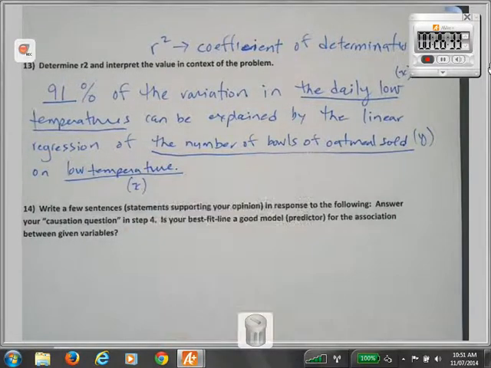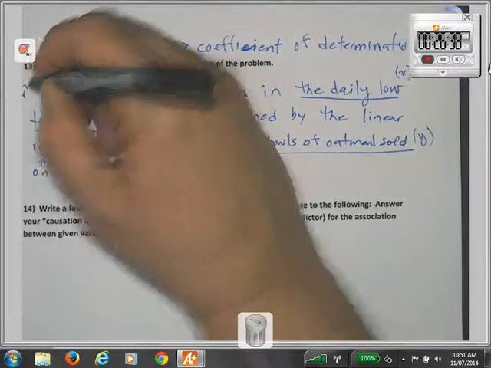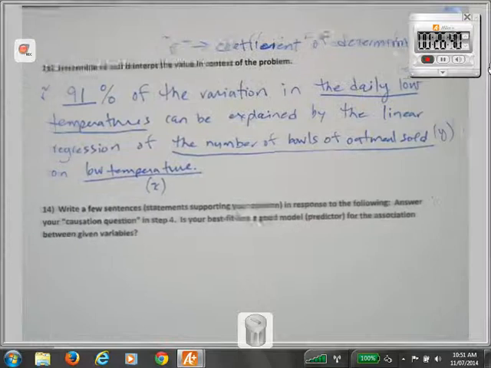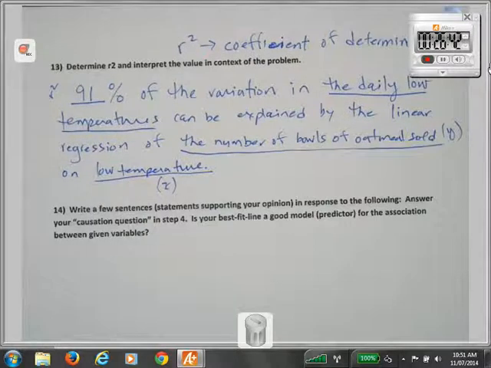So where I've got the lines, that's where you fill in the blank. So this is R squared is the first one. You turn it into a percentage, of course, move the decimal over twice. 91% of the variation in the daily low temperatures can be explained by the linear regression of the number of bowls of oatmeal sold on the temperature.